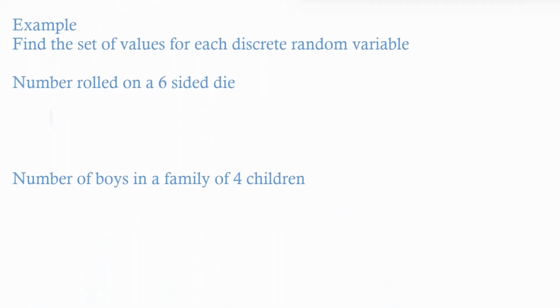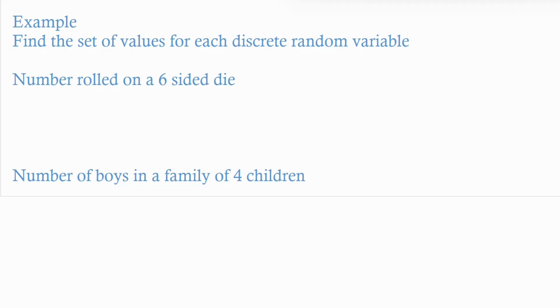If we go down further, we're now going to look at how to find the set of values for discrete random variables. Our first one is the number rolled on a 6-sided die. You would start by labeling it X. That's our set, and it's essentially just our sample space. So here, what can we get on a 6-sided die? 1, 2, 3, 4, 5, and 6.